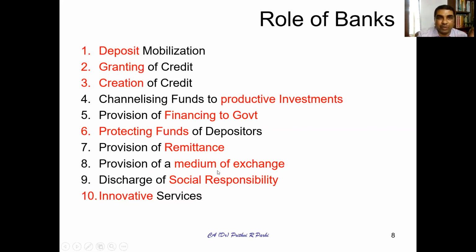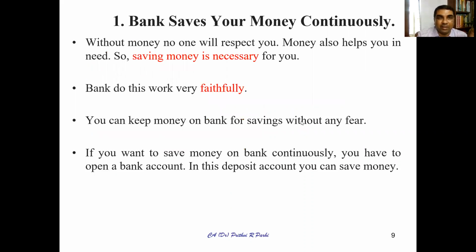Now, one by one, if you quickly see to it. First of all, the bank saves our money continuously, and performs this role very faithfully. Saving is necessary under any financial system because that saving gets converted into capital, which needs to be used for productive purposes. So the bank plays this key role. Banks help the people of the country to save their money.